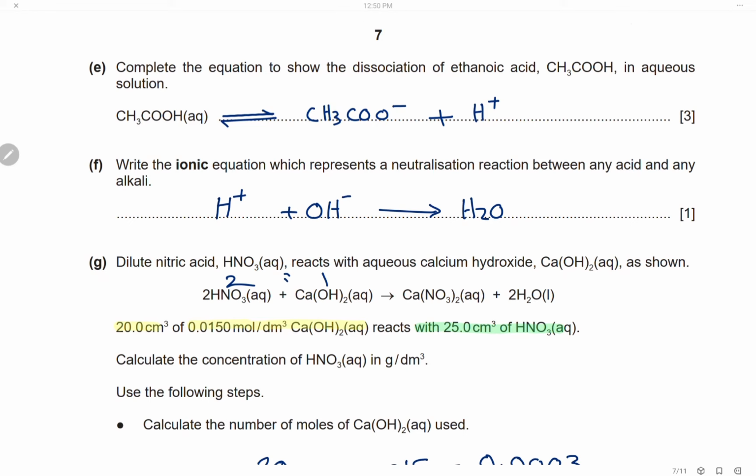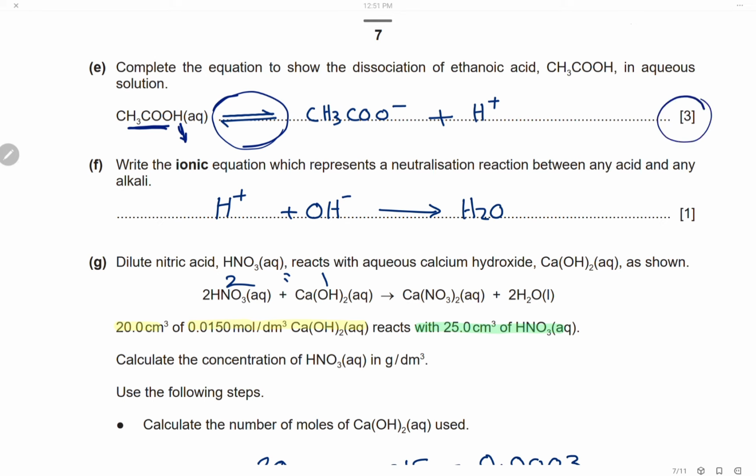Complete the equation to show the dissociation of ethanoic acid in aqueous solution. Ethanoic acid is a weak acid, so the dissociation is reversible. We have to draw the reversible arrows. Then the negative ion will be the ethanoate ion, CH3COO-, and the positive ion, of course, will be the proton.